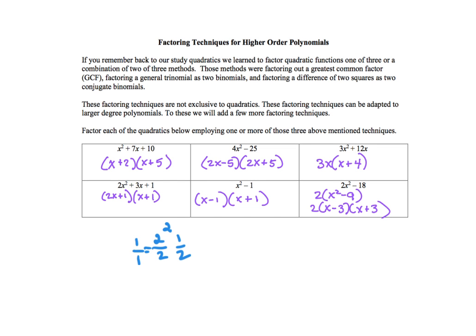Here are my solutions. The first problem is just your normal quadratic with leading coefficient 1. I need to find two numbers that multiply to 10 but add to 7. Those numbers are 2 and 5.